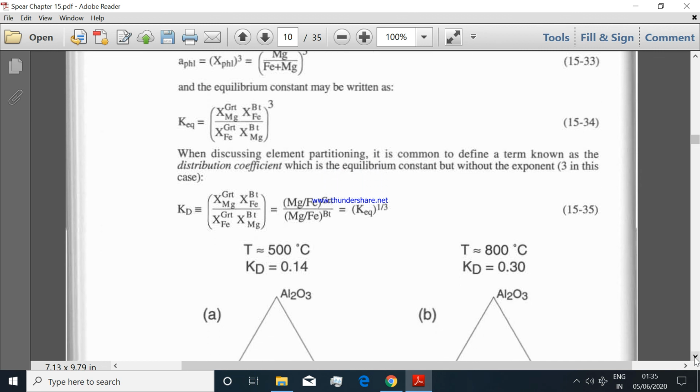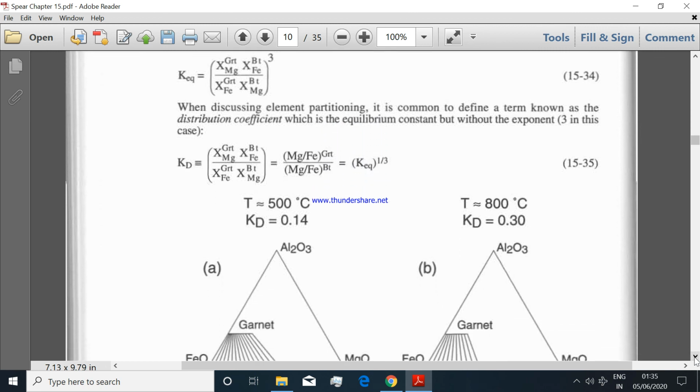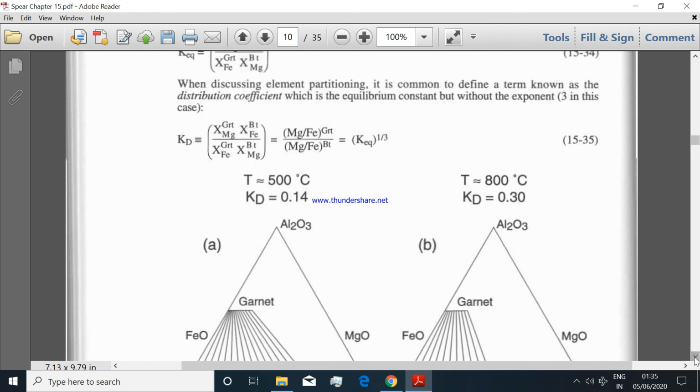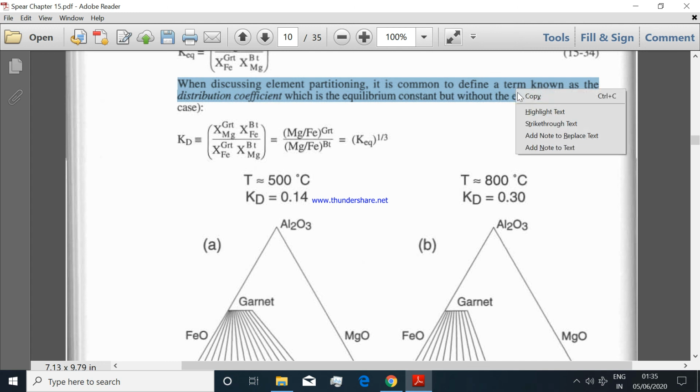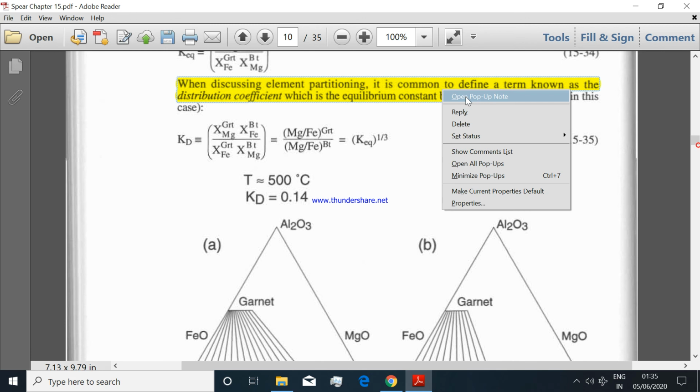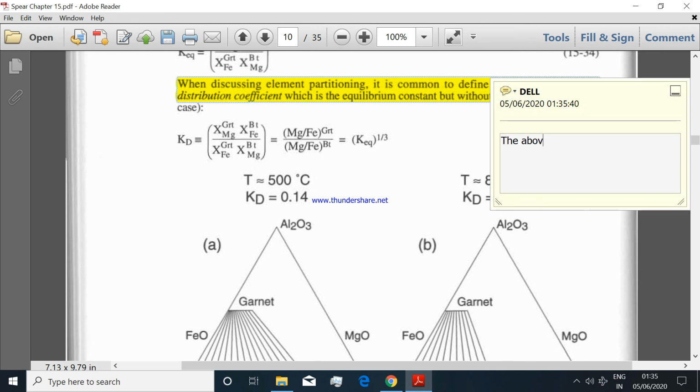The equilibrium constant may be written as such, and discussing the element partitioning, it is common to define a term known as the distribution coefficient of the equilibrium constant, with the exponent 3. I hope you can understand the above description, because it is nothing but the derivation of the equilibrium constant.